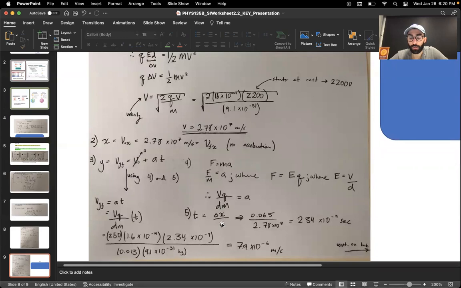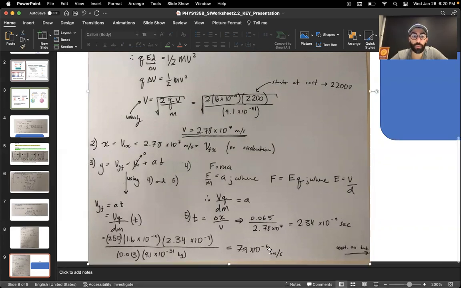So next is time. That's a change in X over velocity. Based on what they gave us in the problem, we know what the change in X is, and we have a velocity, so we can solve for the amount of time that it takes. Here we can use what we learned in 4 and 5 and plug it into our equation. V naught Y equals 0 because it's initially going just in the X direction. So we're left with AT. We plug in what we solved for right here, and we get this expression, at which point we just need to plug in our values and solve.